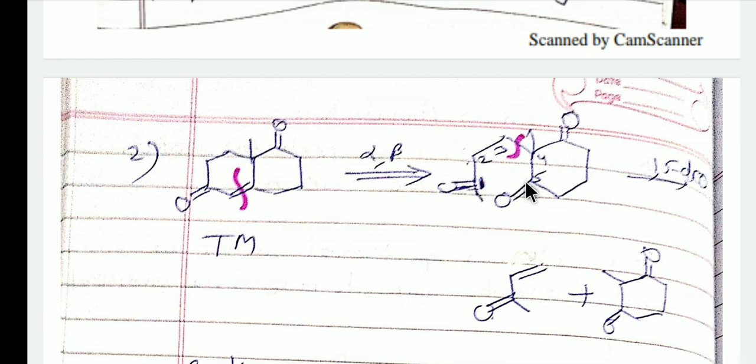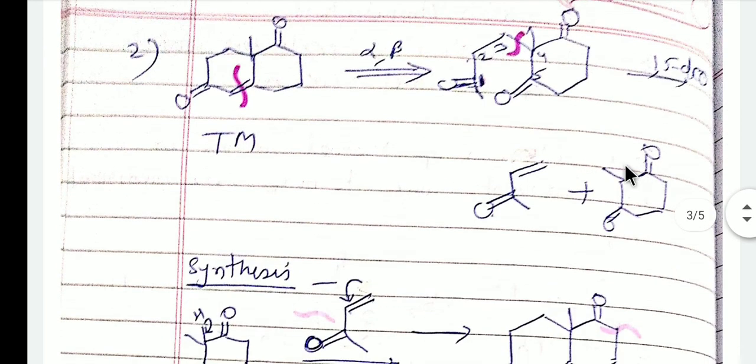So when we carried out the disconnection of this compound, we carried out the disconnection between C3 and C4, and we write here 1,5-dico. After disconnection, we get two synthetic equivalents. These are the synthetic equivalents obtained after the disconnection of this compound. So by starting with these two synthetic equivalents, we easily get our target molecule.